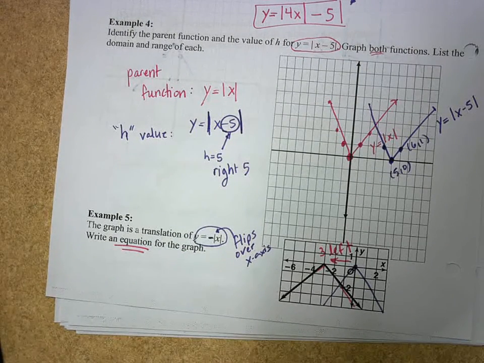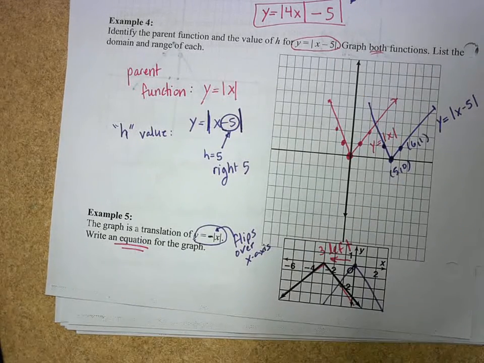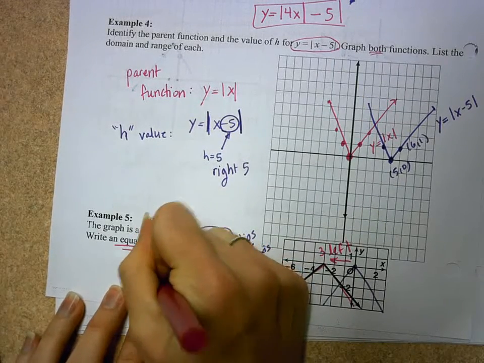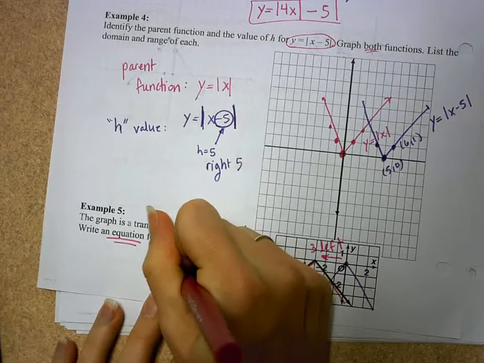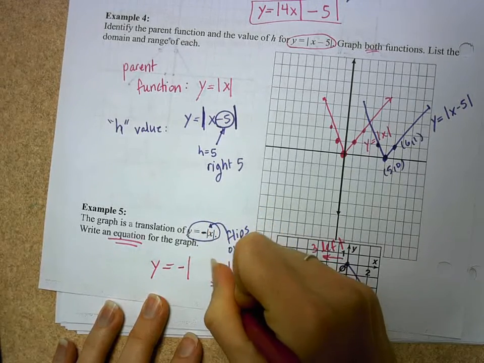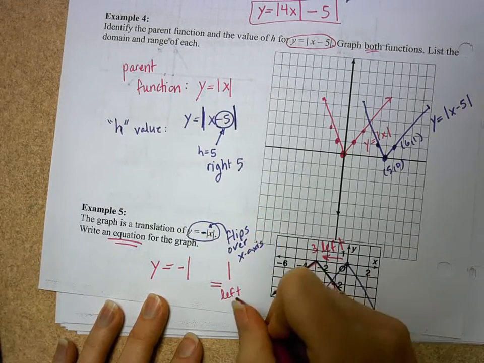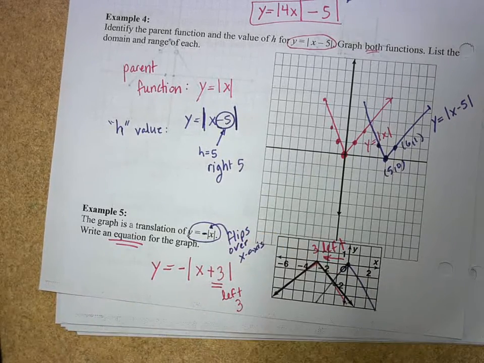Hopefully you're thinking left is always seen inside the absolute value. So it would be y equals, this graph is still flipped upside down, so we still have the opposite on the outside. And then to represent left 3 units, we have x plus 3.